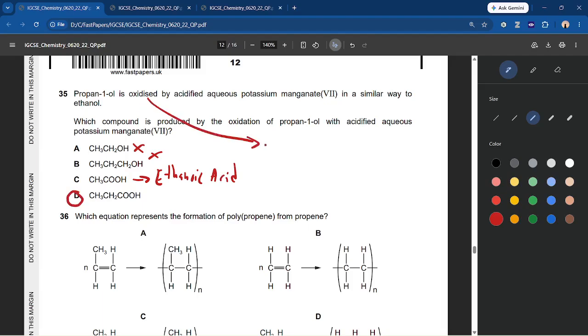So it's going to be oxidized to a, what do you call it? Carboxylic acid. So these two are alcohols.